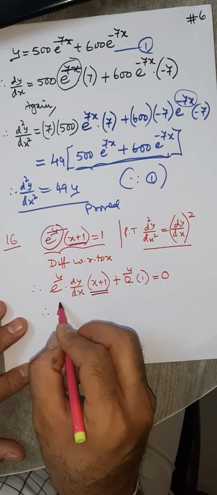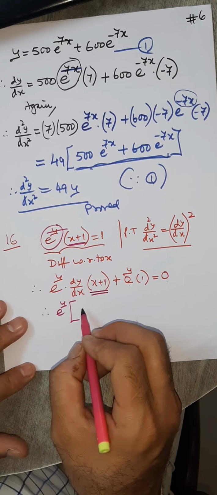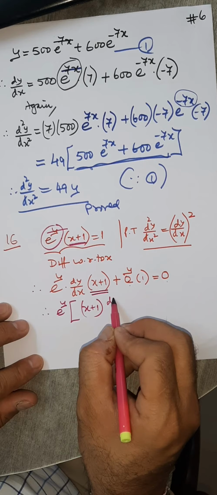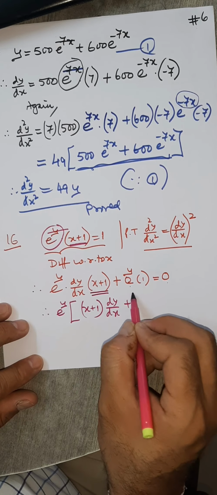So you will find e raised to y common. What will we get inside the bracket? (x plus 1) into dy by dx plus 1 equals 0.